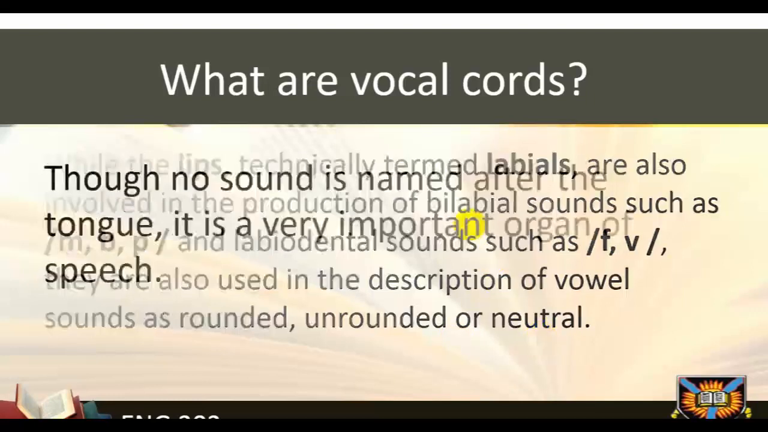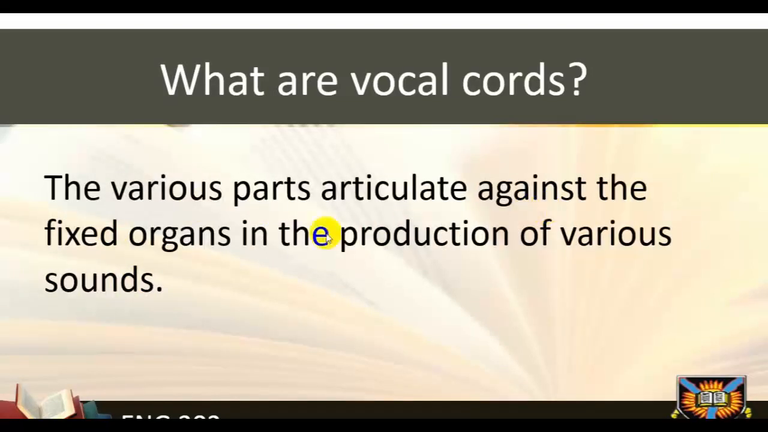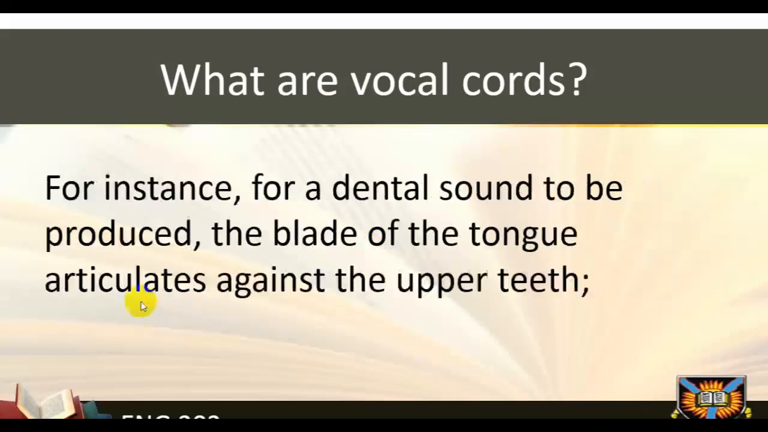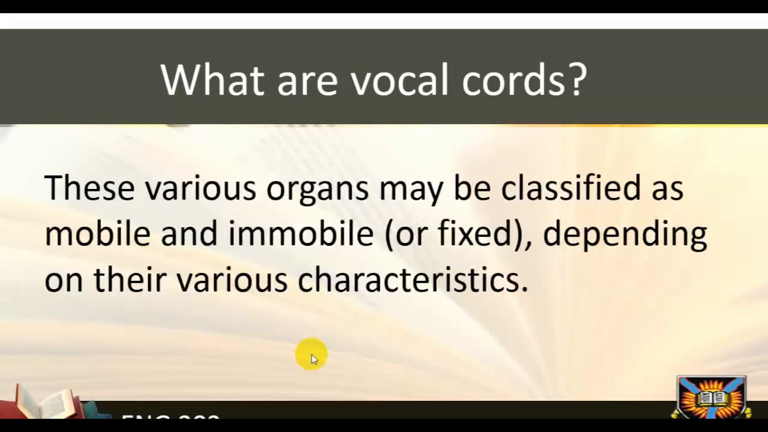Though no sound is named after the tongue, it is a very important organ of speech. The various parts articulate against the fixed organs in the production of various sounds. For instance, for a dental sound to be produced, the blade of the tongue articulates against the upper teeth. For velar sounds, the back of the tongue, and for vowels, the position of the hump of the tongue determines whether a vowel is front, central, or back.